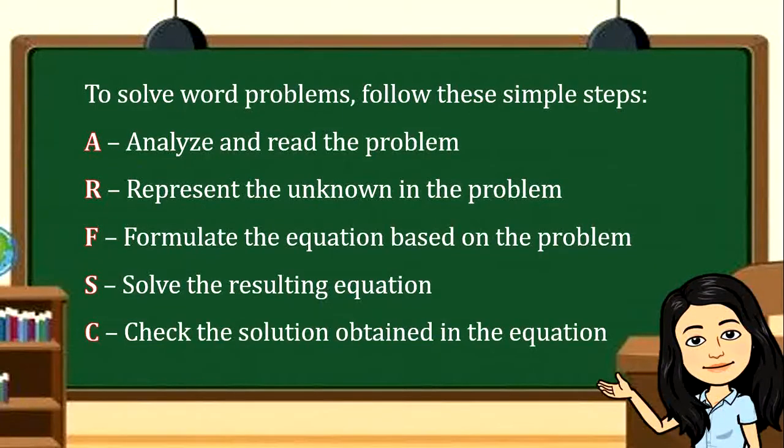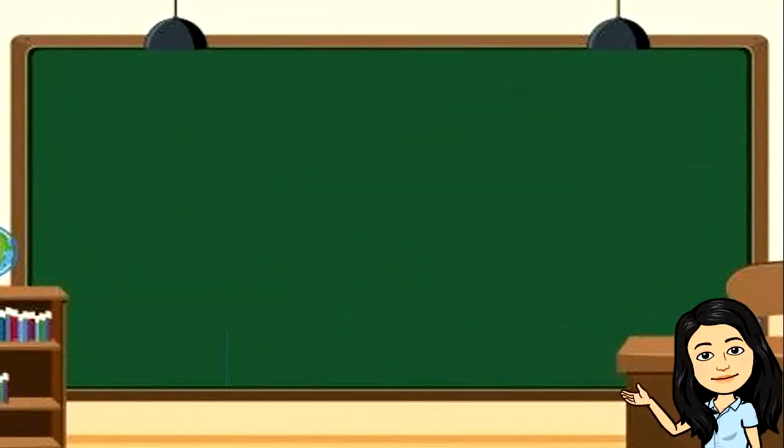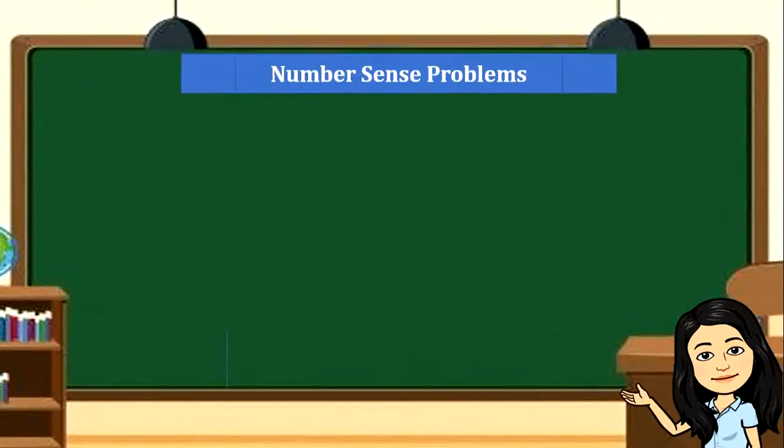To solve word problems, follow these simple steps. A. Analyze and read the problem. R. Represent the unknown in the problem. F. Formulate the equation based on the problem. S. Solve the resulting equation. C. Check the solution obtained in the equation. Let us have number sense problems.